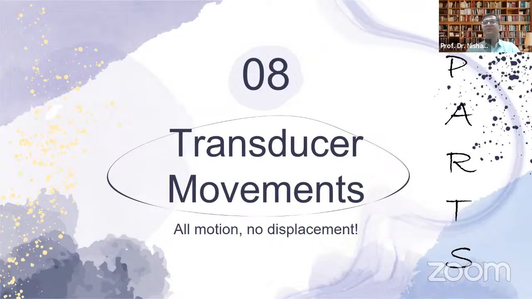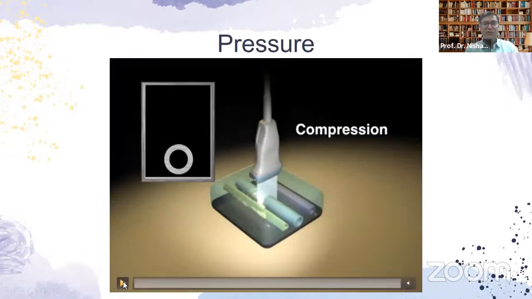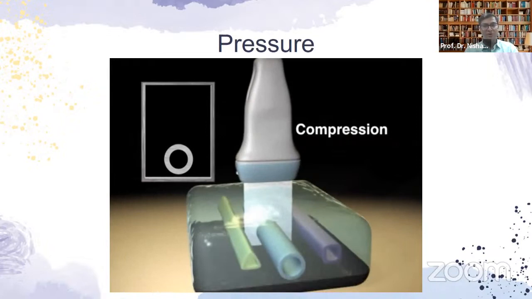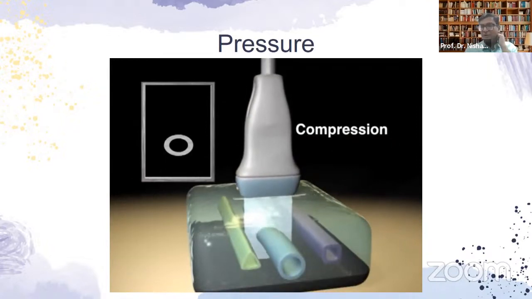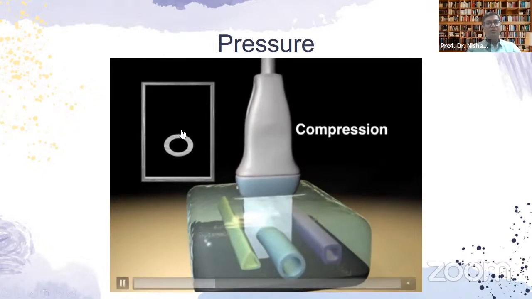Now, there are certain transducer movements which you can use to enhance your image. Otherwise, you'll be in the right plane, the transducer would be there, but the image will not be good. This can be understood by the mnemonic PARTS. I'll go about it in detail. First, pressure. If you see this video, compression or pressure: if you simply compress your probe, the tissue compresses.